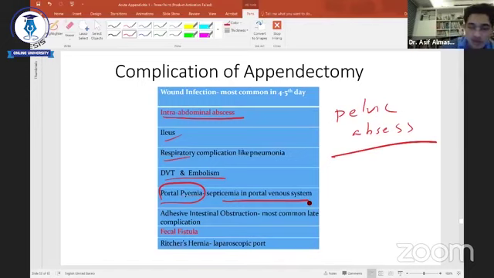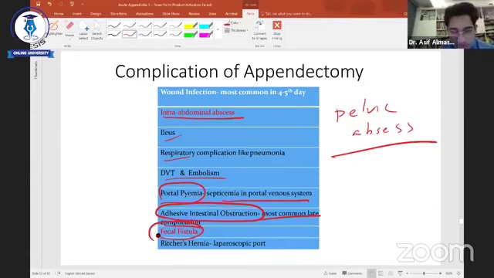Definitely, one of the commonest late complications is adhesive intestinal obstruction. Usually this doesn't happen, but if there is an extensive infection, there is a chance of post-operative adhesive intestinal obstruction. Fecal fistula, which you will quite see in a number of patients.